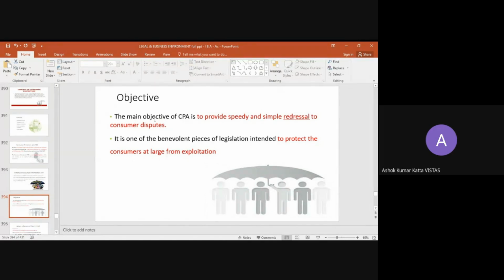Sometimes there is a problem between the salesman, the selling company, the manufacturing company and the buyer. So by that time, you can approach the consumer protection councils. These councils will assist you, they will be helping you on behalf of the buyer. They will do all the formalities and you will be getting justice.